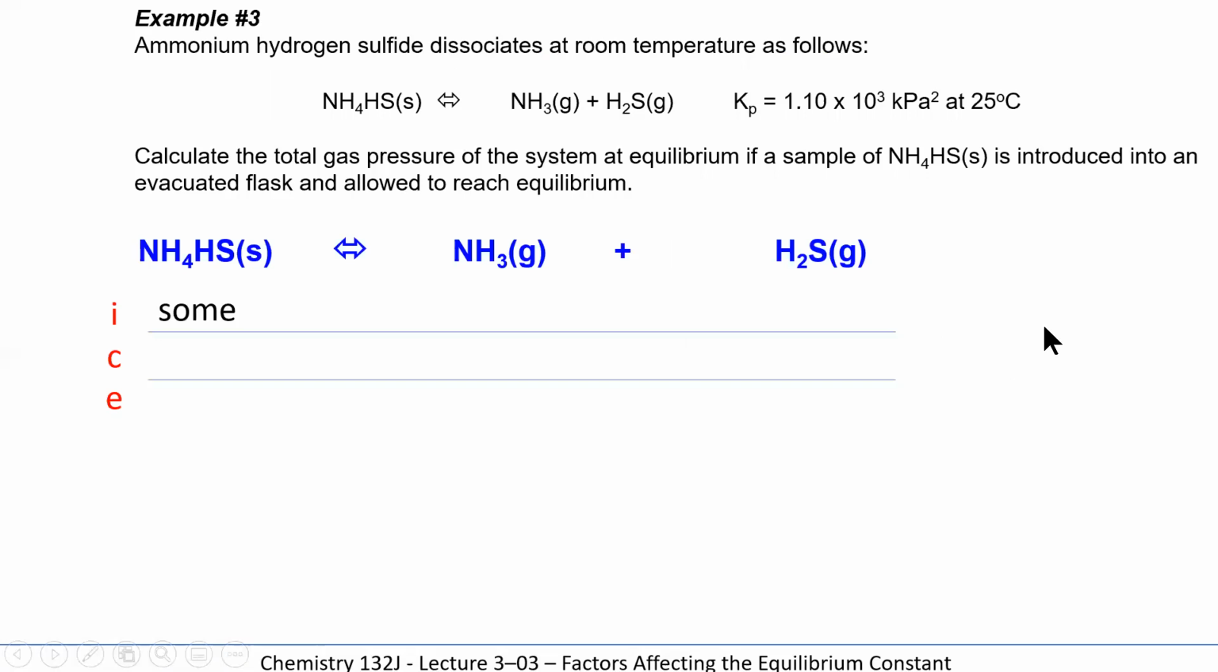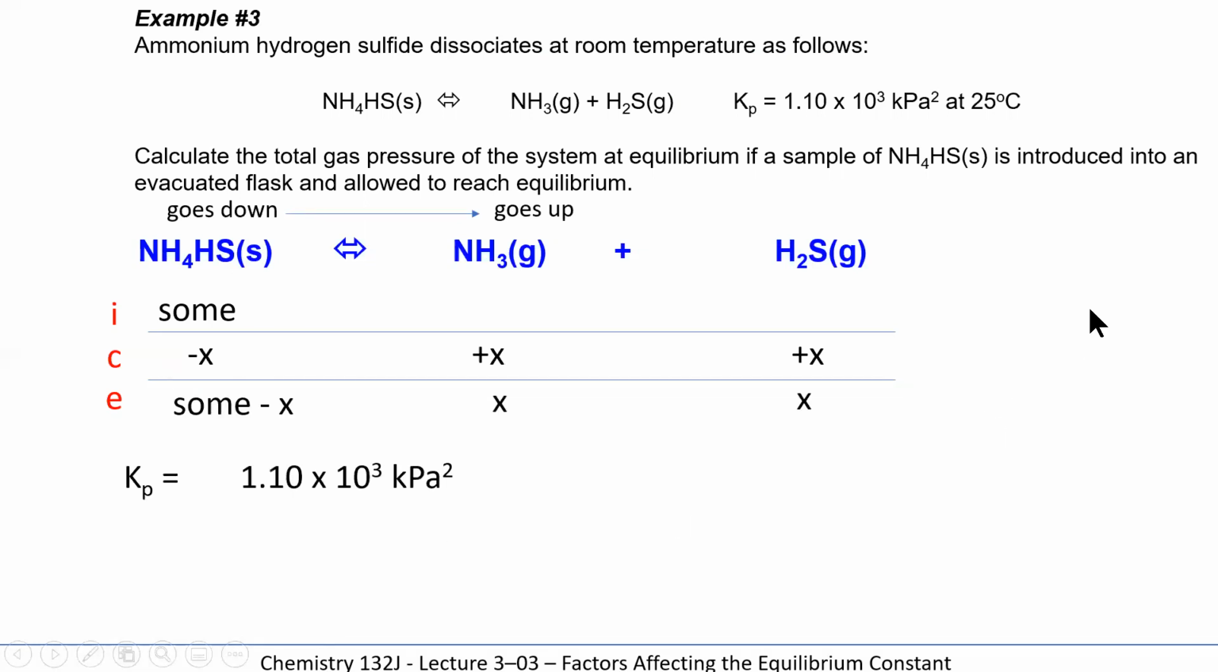So if we set up our ICE table, we know that some ammonium hydrogen sulfide was introduced in the container. We weren't told how much. But we do know in order for this system to achieve equilibrium, we're going to use up ammonium hydrogen sulfide. We're going to create ammonia gas and hydrogen sulfide gas. But the other thing is, this is a heterogeneous equilibrium where the solid is making two gases. So we know the left side goes down, the right side goes up. These will go up by the same amounts as this goes down.